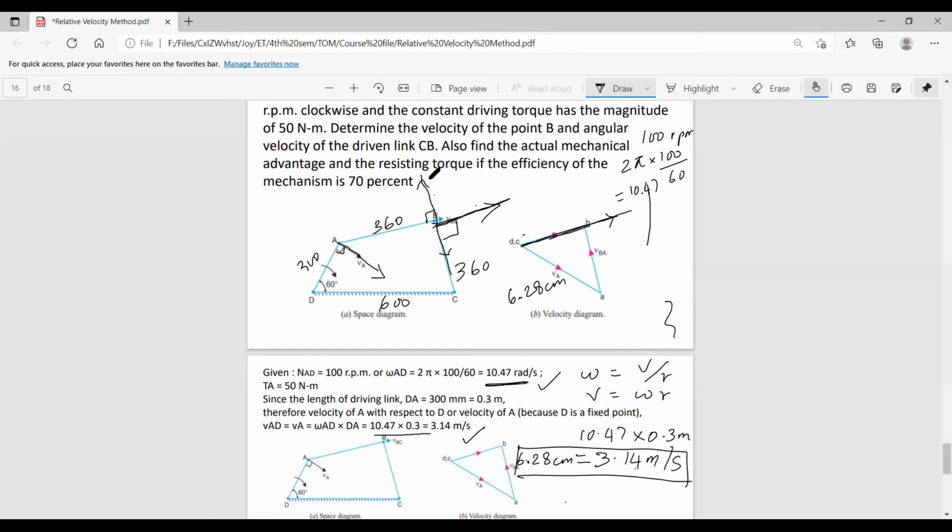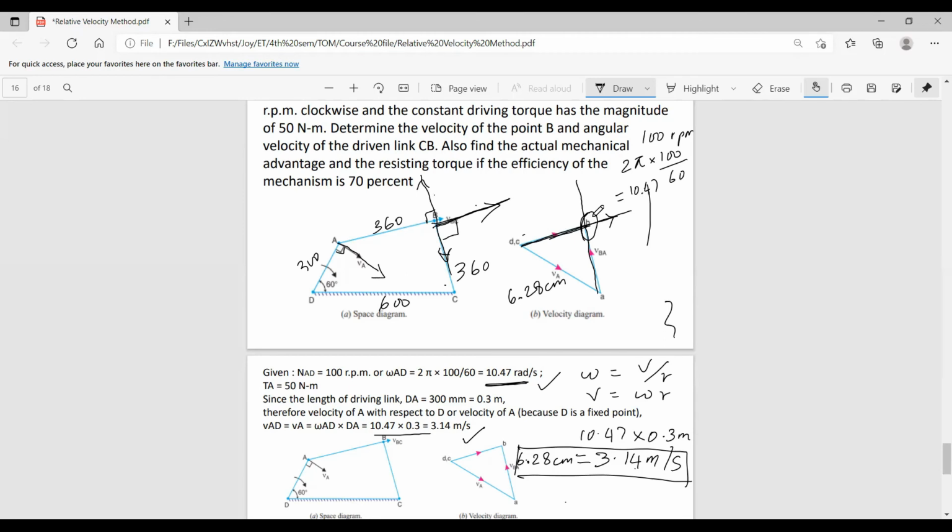Similar way, for this line, which one? CB, right? So CB, I will draw parallel to this. So this is going to be my CB, not AB. And this line will meet at a point, okay? So this point would be the third point B, right? So what I have got is the velocity triangle, okay? This is the velocity triangle.